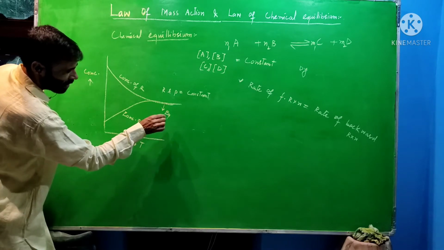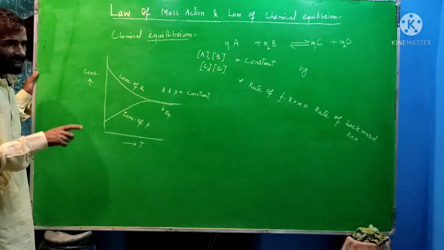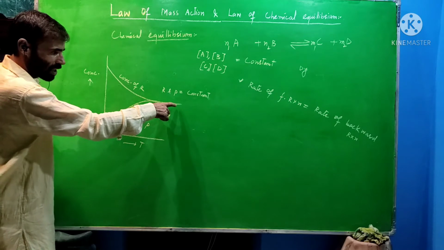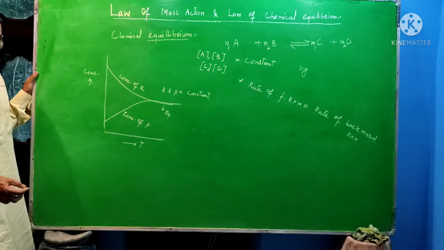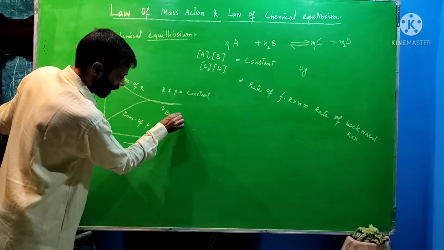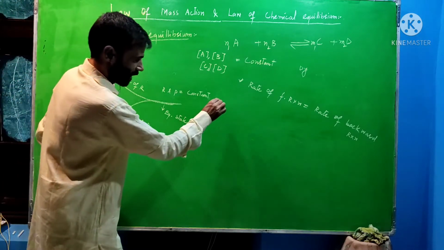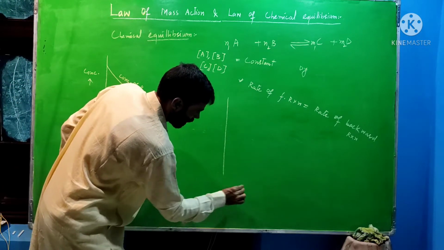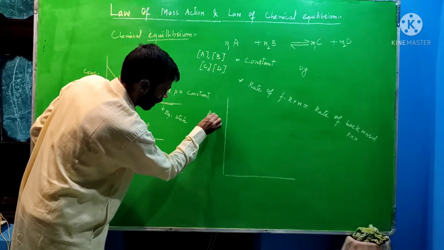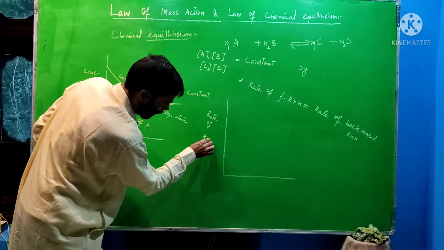At that stage, the number of moles of reactants which convert into products is equal to the number of moles of products which get converted into reactants. So in this equilibrium stage, the rate of forward reaction becomes equal to the rate of backward reaction. Or we may take this in terms of rate of reaction. Here is rate of reaction, and here again time.